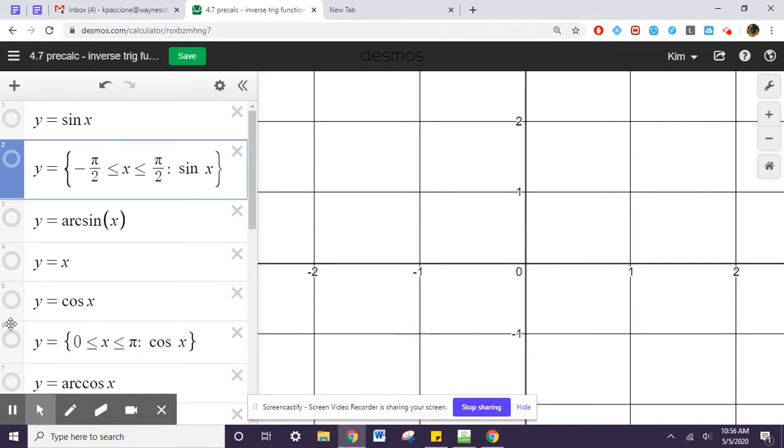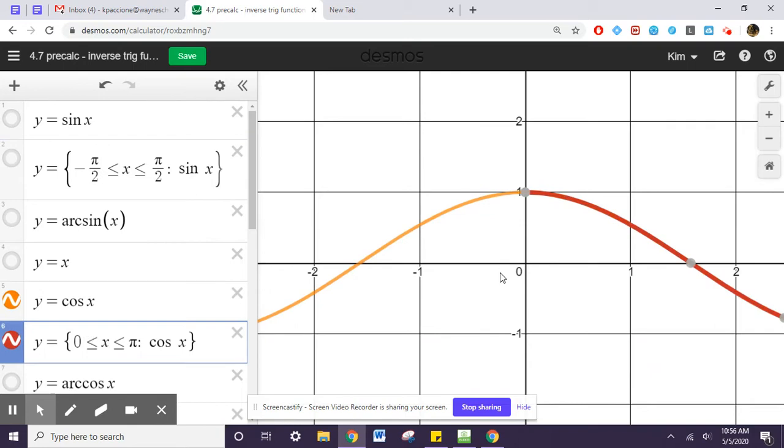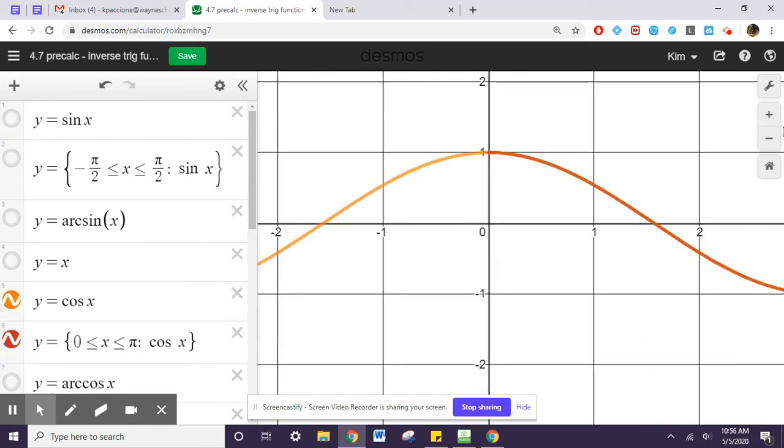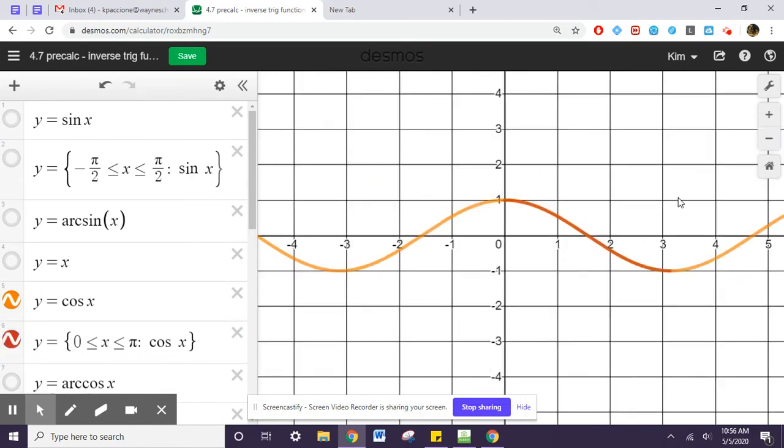Okay. So here's part of our cosine graph. That's not very much of it. I'm not going to change my window here because I just want to show you the inverses. But here's the restricted domain. Okay, I am going to change my window. All right, there we go. So here is your graph of cosine, and here's the restricted domain.